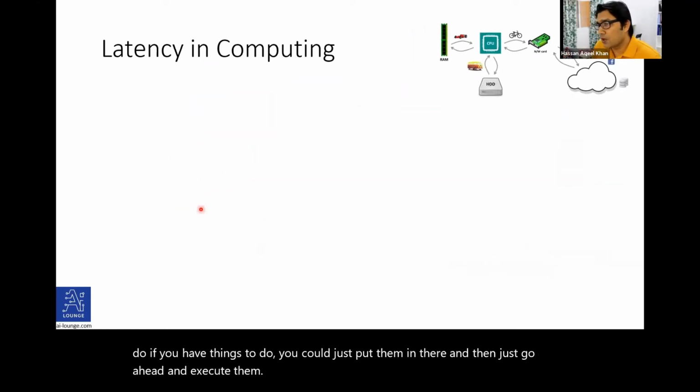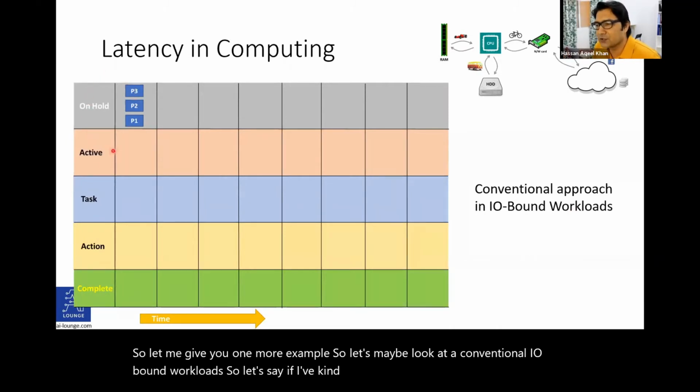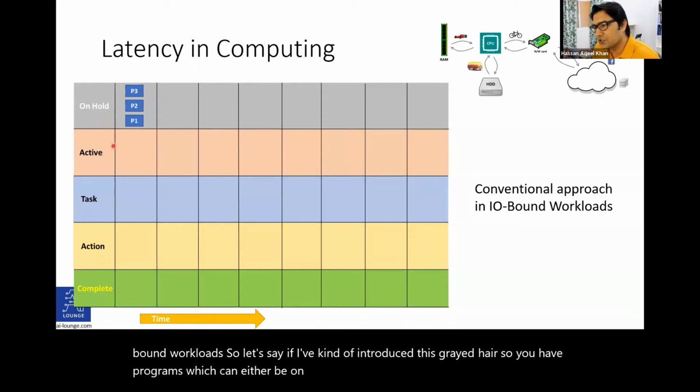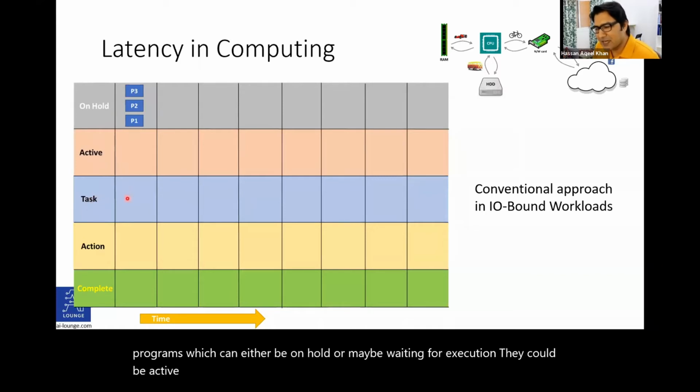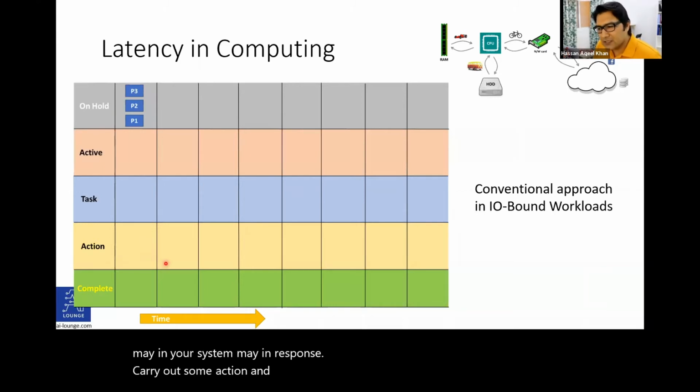So let me give you one more example. Let's look at a conventional IO bound workload. I've introduced this grid here, so you have programs which can either be waiting for execution or active. If a program is active, it may ask you to do some task, and your system may, in response, carry out some action. Once a program is complete, you put it down here in the complete box, right?